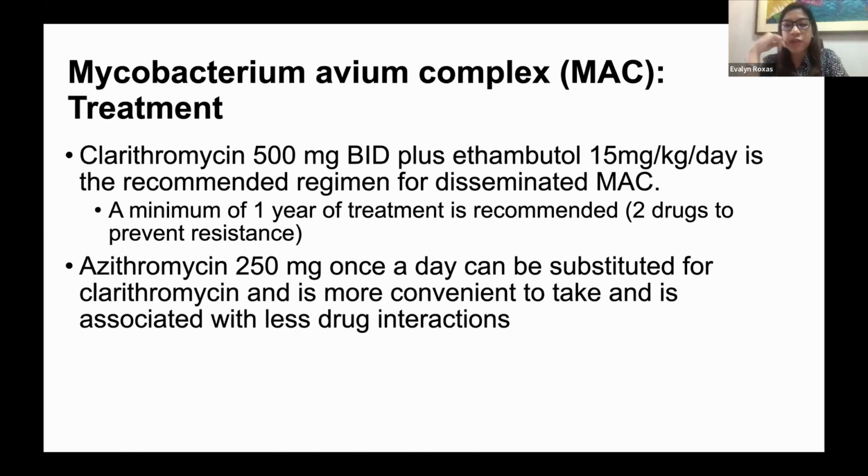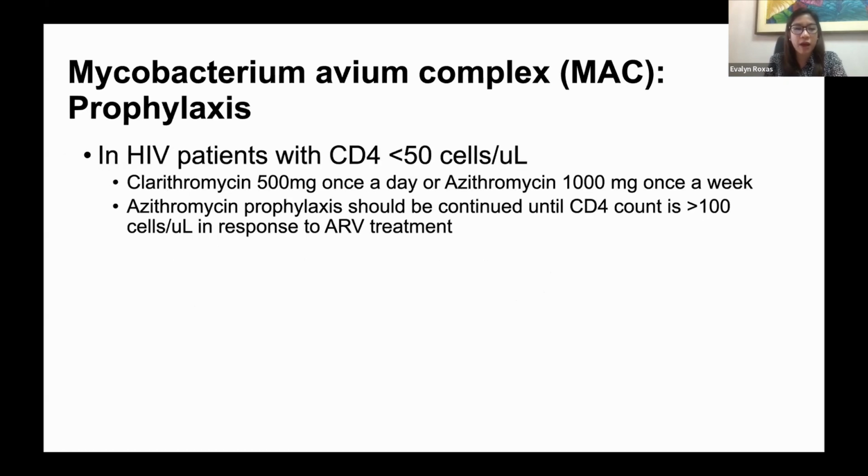So what's the treatment for Mycobacterium avium complex? Clarithromycin, 500 milligrams 2 times a day, plus ethambutol is the recommended regimen for disseminated MAC with a minimum of 1 year of treatment. Azithromycin, 250 milligrams once a day, can be substituted for clarithromycin, and is more convenient to take and is associated with fewer drug interactions. But technically, clarithromycin is the drug of choice for MAC.